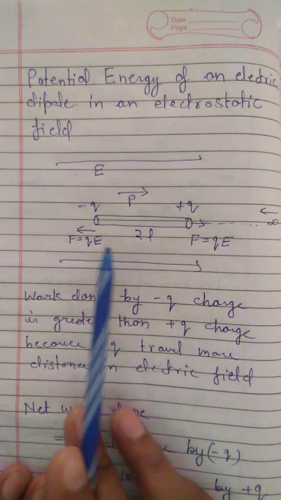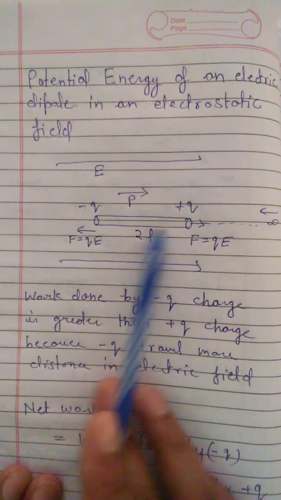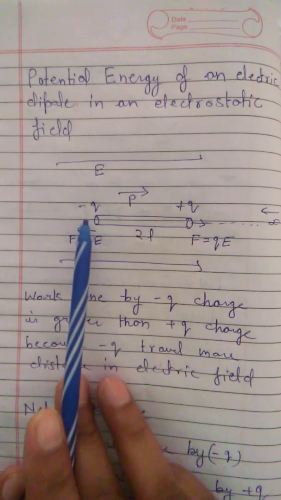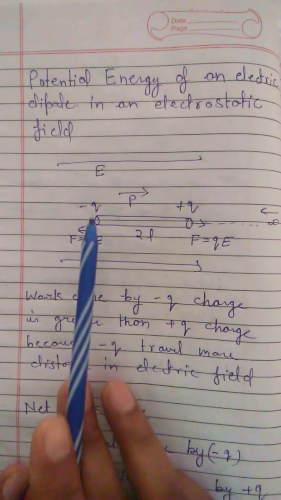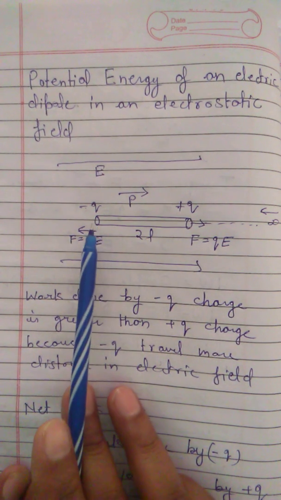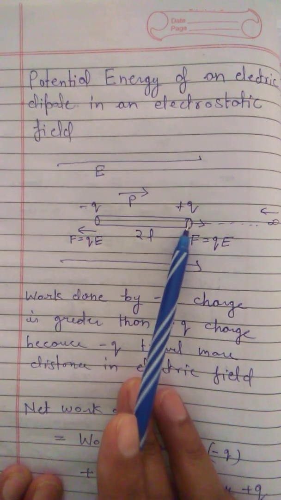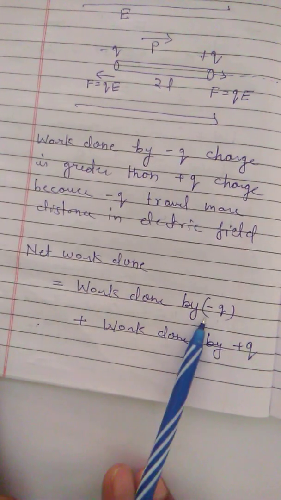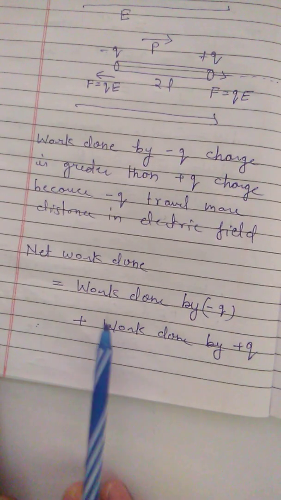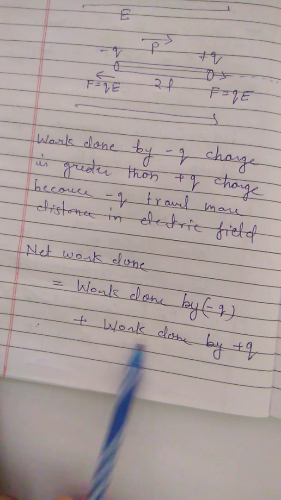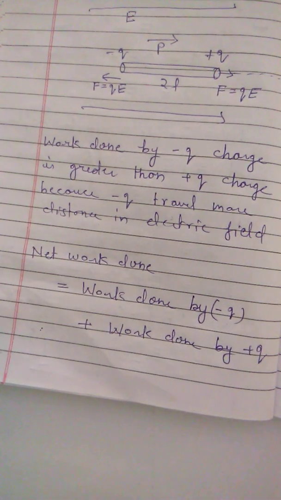So what happens when we bring this dipole inside the field? It experiences a force. The force is experienced by both charges, minus Q and plus Q. Minus Q experiences QE, and plus Q also experiences QE, but the minus Q charge travels more distance as compared to the plus Q charge. So the net work done will be equal to the work done by the minus Q charge plus the work done by the plus Q charge. We have to calculate the work done by each and add them together.